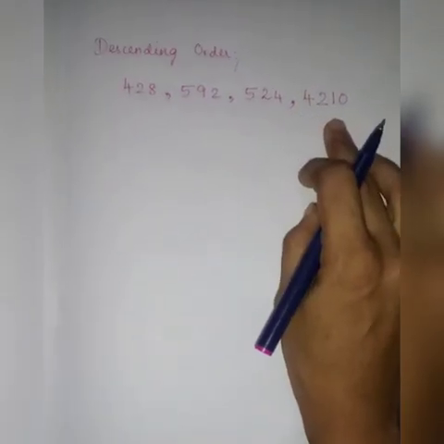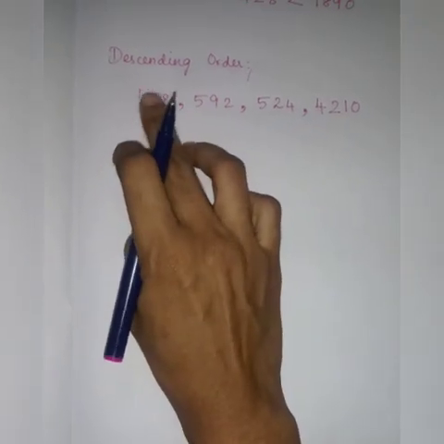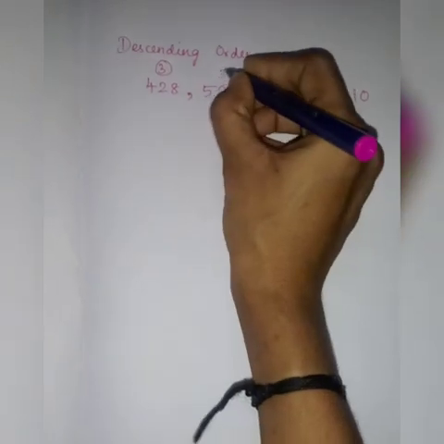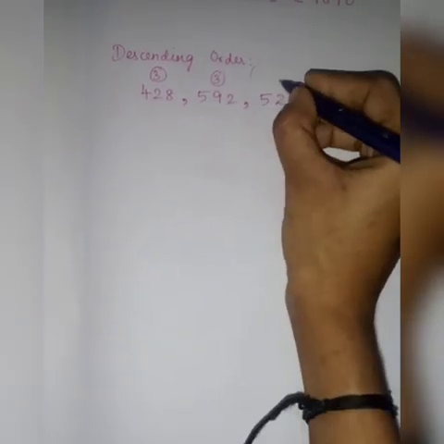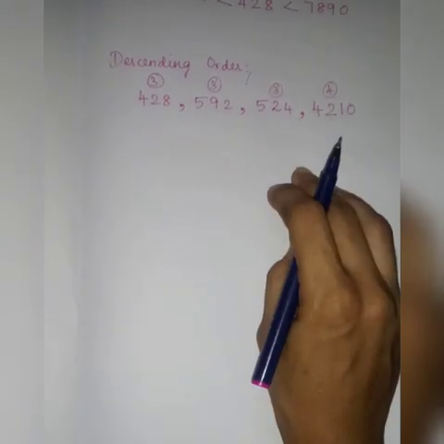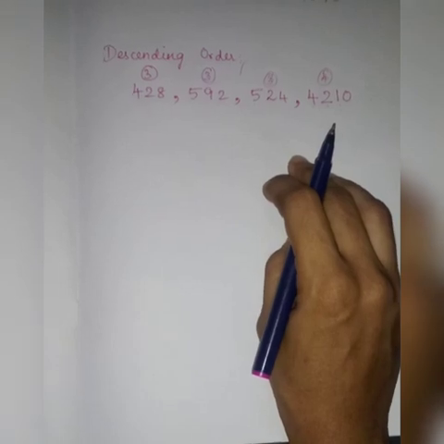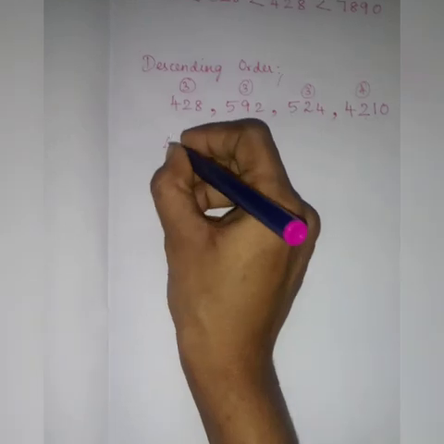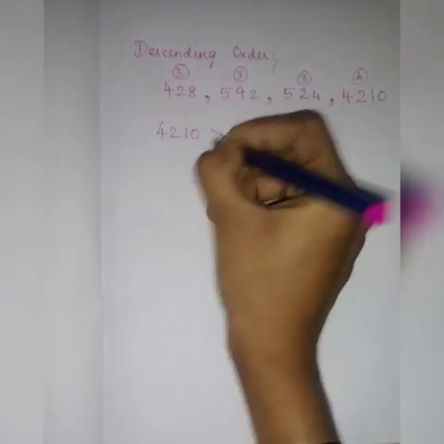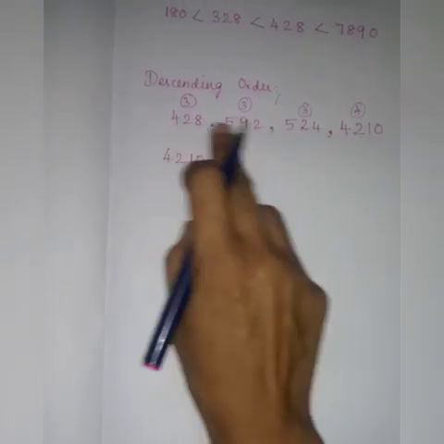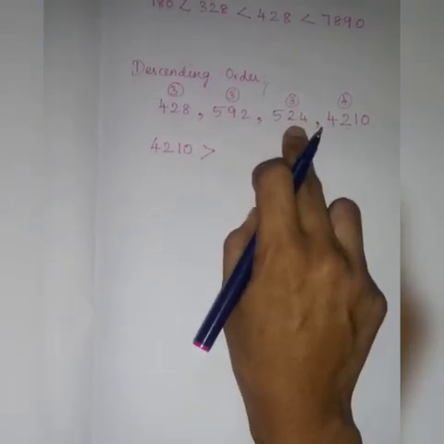Here we are going to arrange them in descending order. How many digits are here? 1, 2, 3. Here 1, 2, 3. Here 1, 2, 3. Here 1, 2, 3, 4. The number which has a larger number of digits is greater. Here 4 digits is the largest, so 4210 is the greatest number. Then the 3-digit numbers.